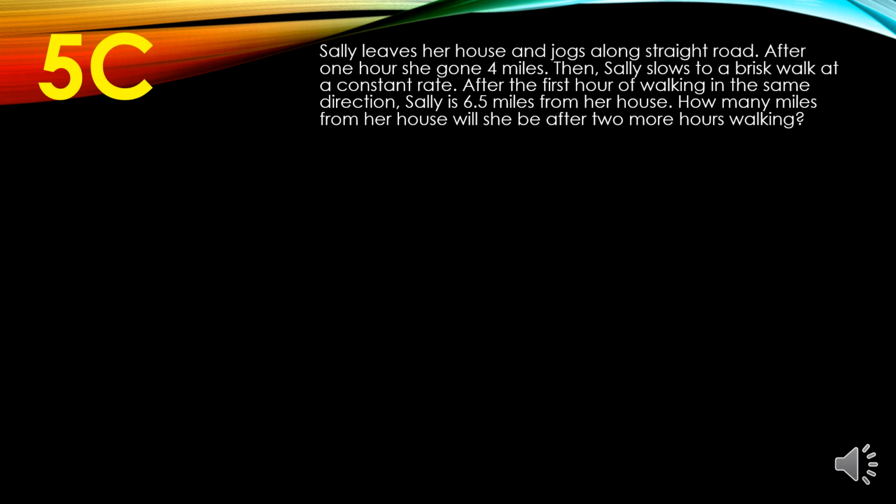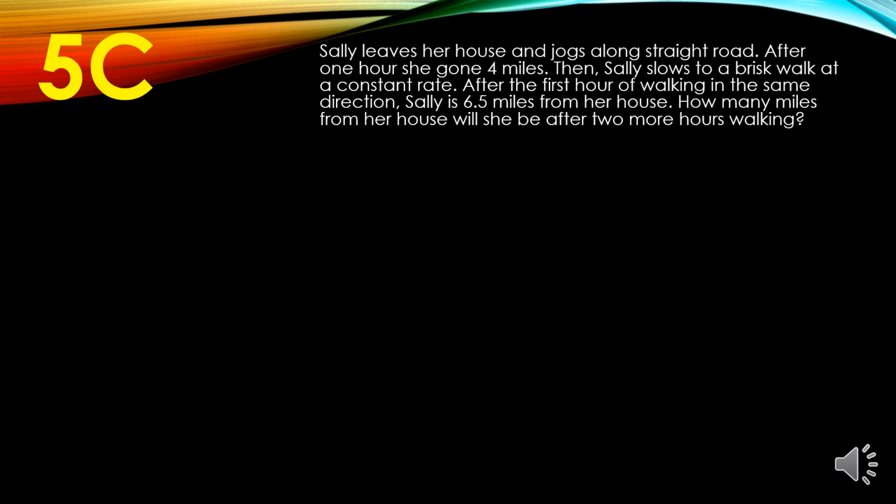Okay. Now for 2C, Sally leaves her house and jogs along a straight road. After 1 hour, she has gone 4 miles. Then Sally slows to a brisk walk at a constant rate. After the first hour of walking in the same direction, Sally is 6.5 miles from her house. How many miles from her house will she be after 2 more hours of walking?